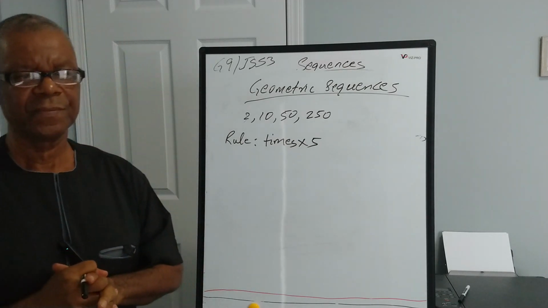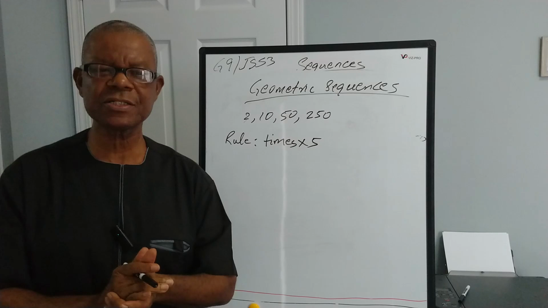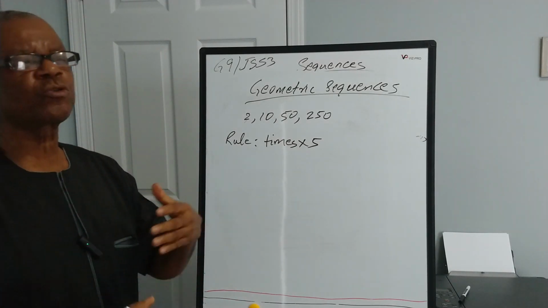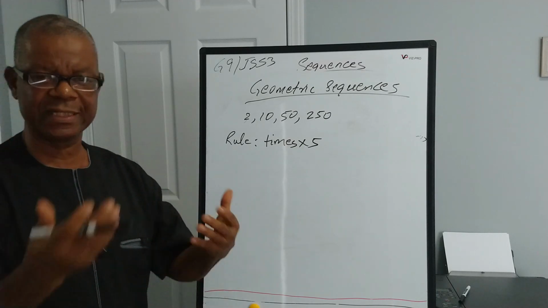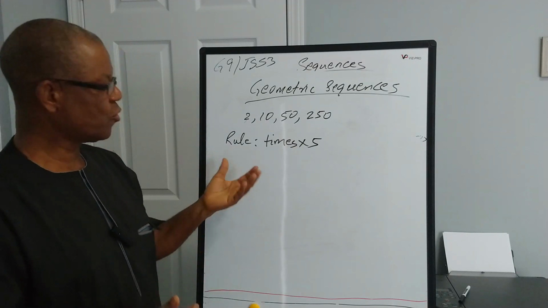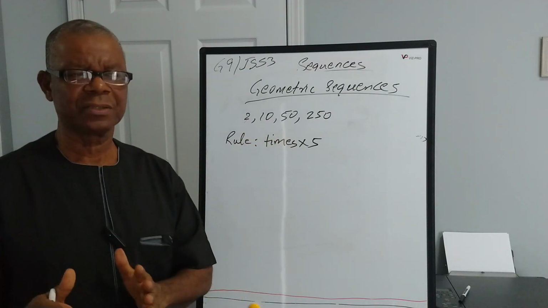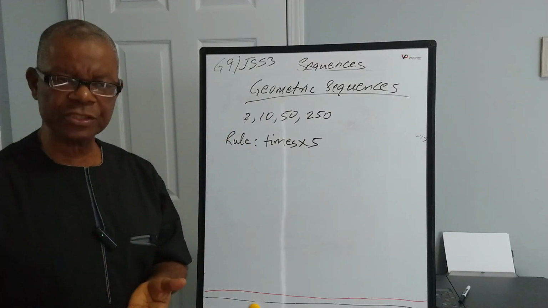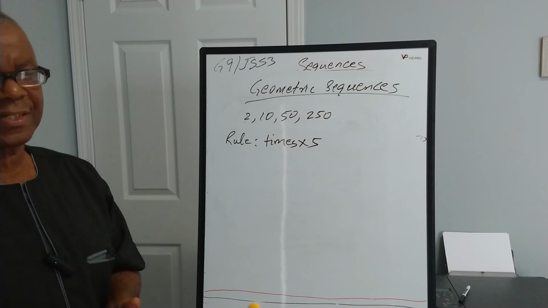And we had examples of sequence. In each of them we find a rule, and we were able to add more terms to the given terms. And we have also discussed the different types of sequence: arithmetic sequences and geometric sequences.